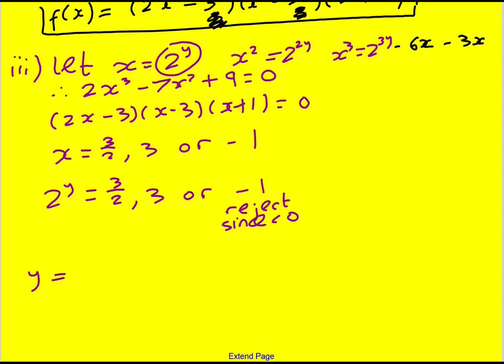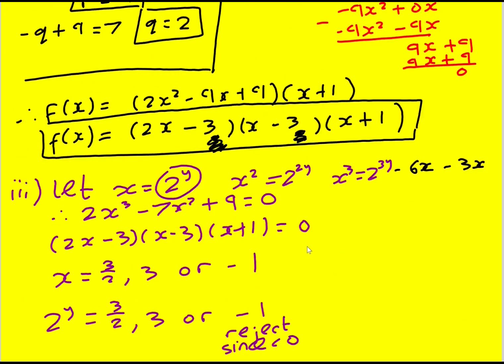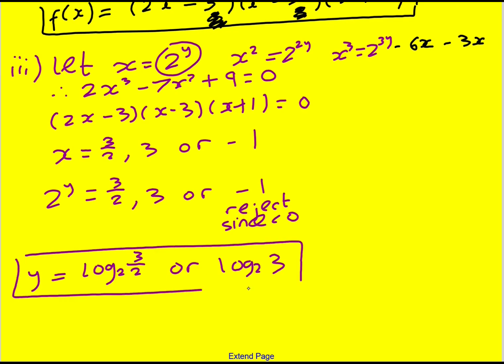So we can do log to base 2. Y is going to be log to base 2 of 3 over 2. Just leave it like that. It's not asking me to leave it in any specific form. And I would leave it exact, or log to base 2 of 3. Those are our two answers.